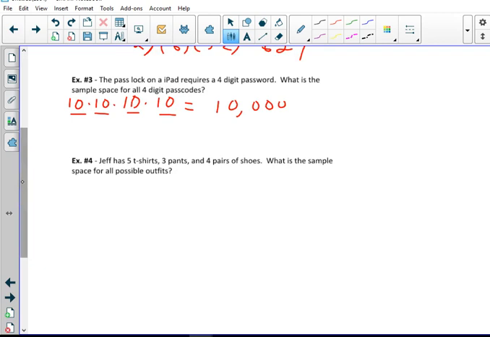Jeff has 5 t-shirts, 3 pants, and 4 pairs of shoes. What's the possible sample space for all of his outfits? Again, a tree diagram here would be really messy. All we have to do is 5 times 3 times 4, which is 60 different possible outfits. We don't really care if they match or not, or they go together. That's all we need to know. And that's it.